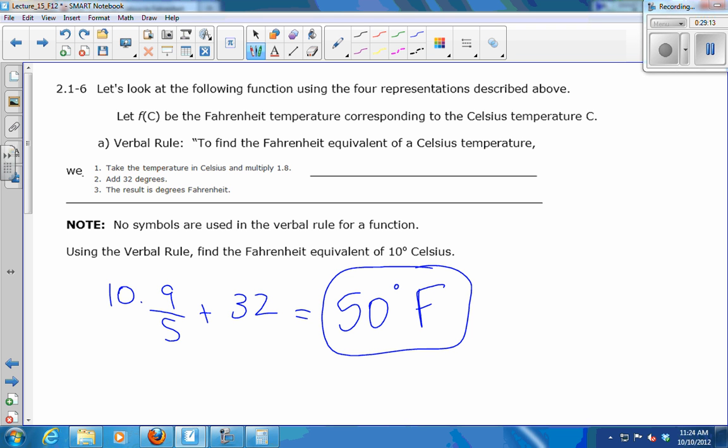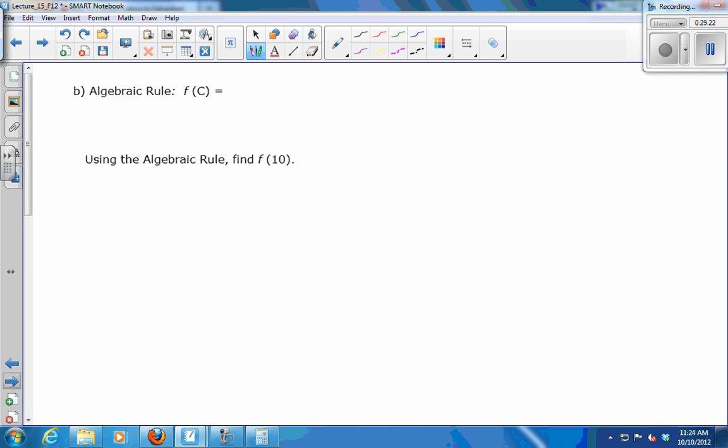9/5 and 1.8 are the same thing. Is that what you're asking? Oh, okay. Okay, so now I want to write an algebraic rule. In general, for a Celsius temperature C, I want to multiply it by 9/5, then add 32.